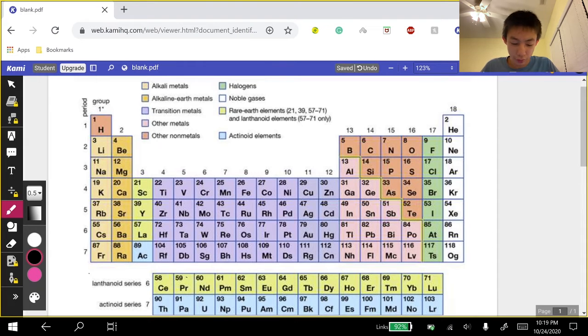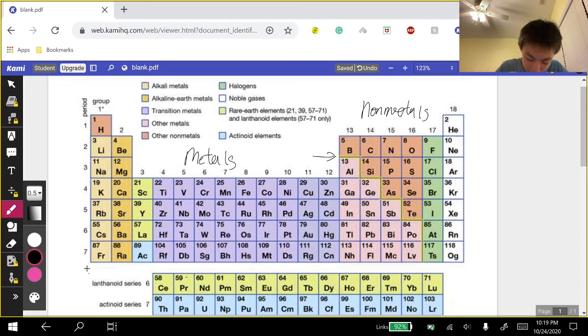Now that you know the charges for all the common elements, it's time to bond them. But first, you need to understand the periodic table. There's two main types, metals and nonmetals. Everything to the left of the staircase are metals. Everything to the right are nonmetals.